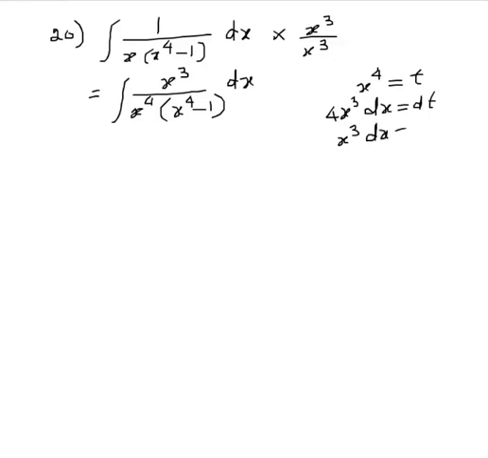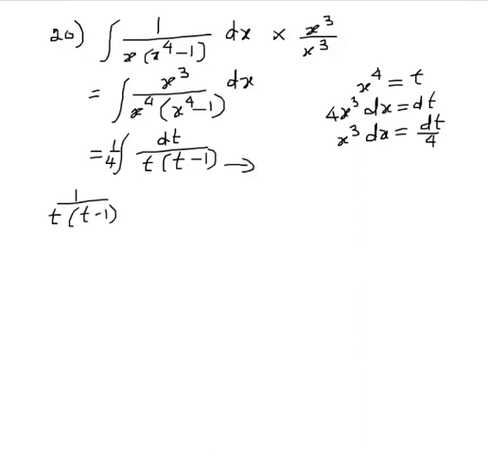And x cube dx is dt divided by 4. The numerator becomes dt divided by 4. 4 is a constant, so I wrote it outside. And this is t into t minus 1. It is easy to split it into partial fraction. Let us use partial fraction method for this. Or the other method is you may open the brackets and use completion of squares method also.